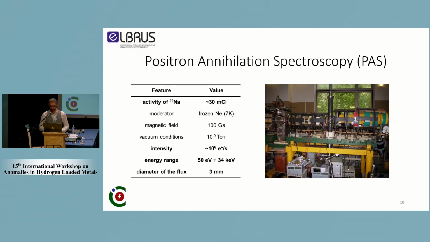Here is an example of installation that we use. So the basic principle is that we have a sodium-22 source. It emits a large amount of positrons. We use a moderator to filter the energy band we are interested in for this positron beam. Then it's filtered with a magnetic field, and we can reach a very wide range of incident beam energy. This is quite useful because we can go very deep into the material.